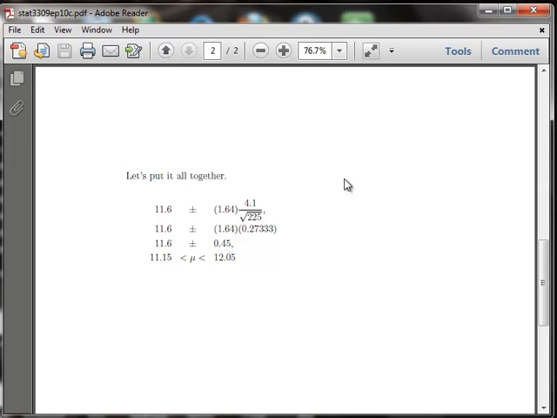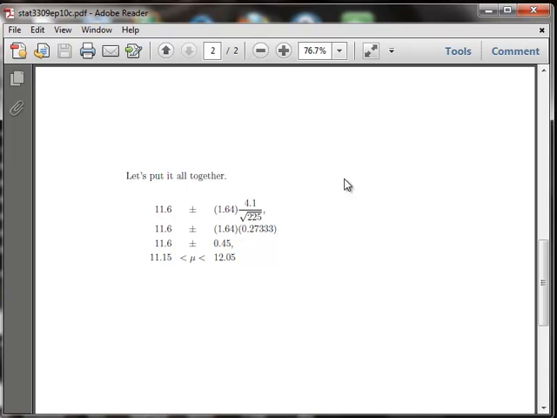That's going to give us 11.6 plus or minus 1.64 times 0.27333. Then when we multiply that together on the right hand side, we have 0.45. So when we do our subtraction, we have 11.6 minus 0.45, and that gives us 11.15, less than mu, less than 12.05, which is what we get by adding 11.6 and the 0.45.